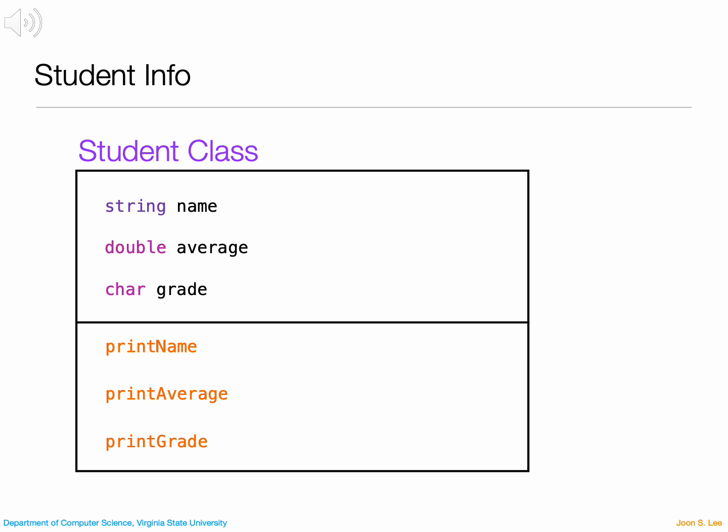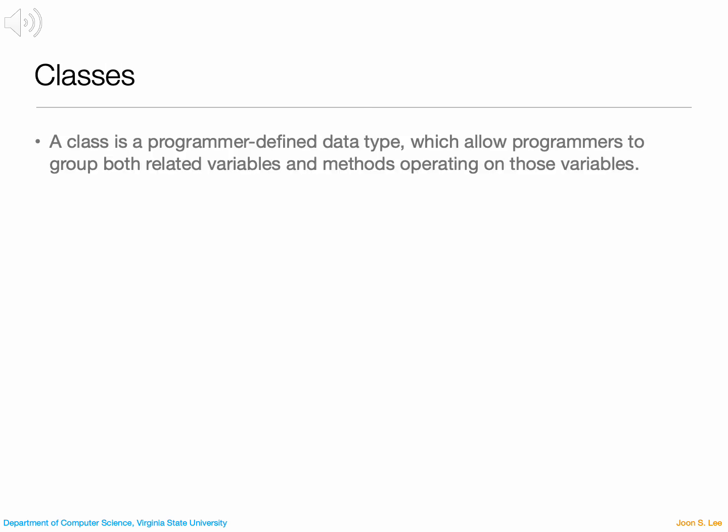This is the core idea behind classes. Objects represent real-world entities with both data and behavior. A class is a programmer-defined data type. It allows us to group related variables, which store data, and methods, which define behavior. In other words, a class bundles data and the operations that work on that data into a single unit. This is what makes programs easier to organize, understand, and maintain.